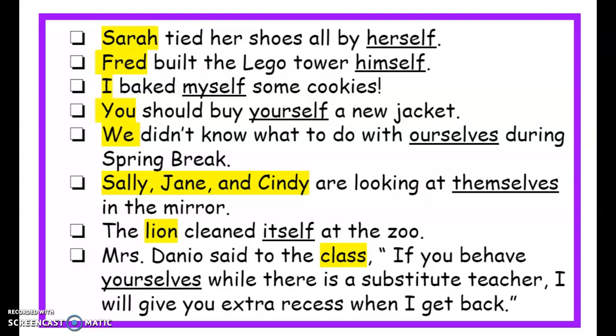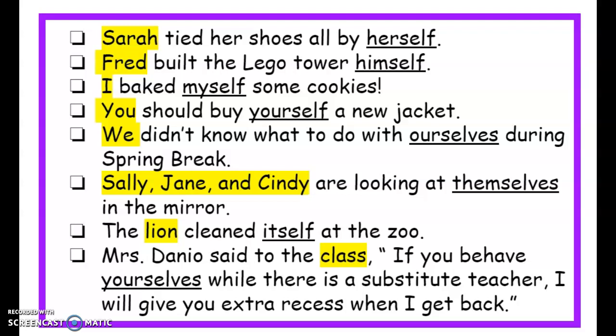In the next sentence, Sally, Jane, and Cindy are looking at themselves in the mirror. Themselves refers back to Sally, Jane, and Cindy. The lion cleaned itself at the zoo. The reflexive pronoun itself is referring back to the noun lion.